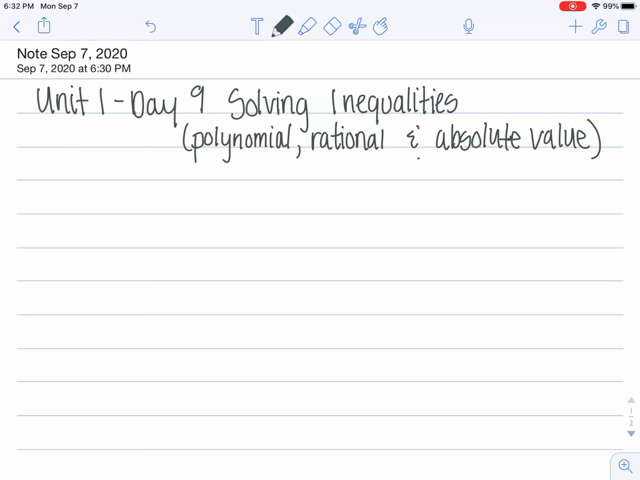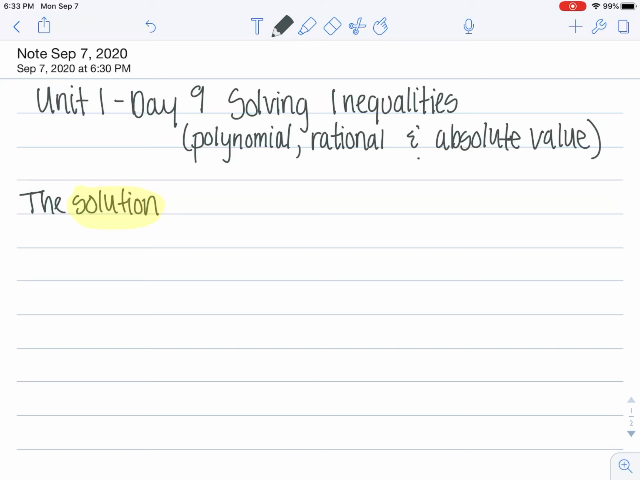Hi guys, alright, we are in Unit 1, Day 9 notes, which is solving inequalities, and they're going to be polynomial, rational, and absolute value ones, okay? So we first have to go over what is the inequality, right? So it's the solution. Let's talk about the different types of solutions, comparing it to equation.